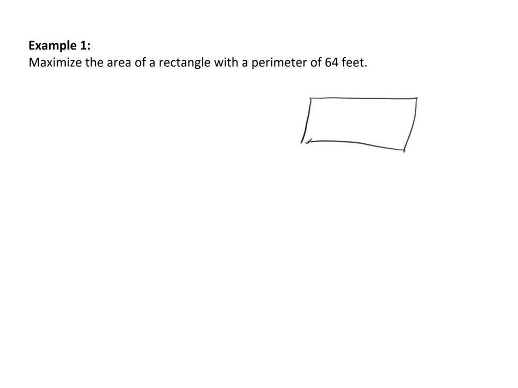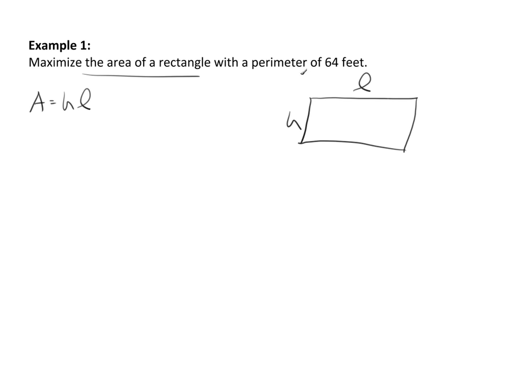And I'm going to label that. I'm going to call this H and this L. And then I know that I'm supposed to maximize the area. So the area is going to be H times L. Well, right away I know I have a problem: I have two variables here. I really need to get this in one variable.